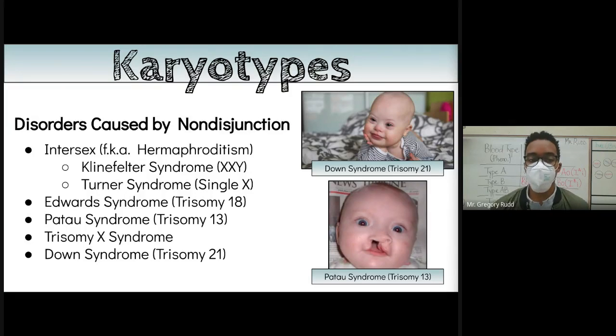Oftentimes it is caused by chromosomal abnormalities, like Klinefelter syndrome, which is XXY, so you have an extra X chromosome, or Turner syndrome, which is that monosomy 23, which is just a singular X chromosome instead of XX or XY. Then there's also Edwards syndrome, which is trisomy 18. There's trisomy X as well, which would be XXX. So you also have an extra X chromosome in that case. And then there's, as we already discussed, Down syndrome.